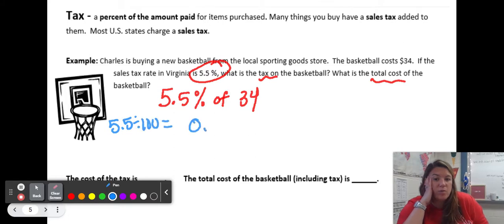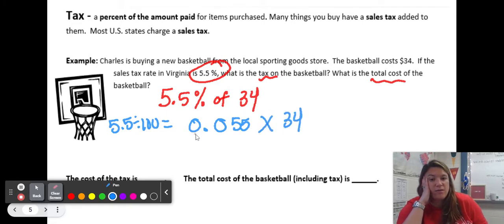You're going to get 0.055 and multiply that amount by the 34. Don't forget that 0 in front of the 5. All right, and then you're going to find the tax and you're going to add that because you pay more than the cost of the basketball. Go ahead and pause here and see if you can get those two answers.